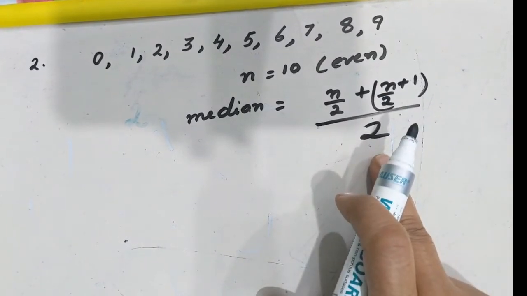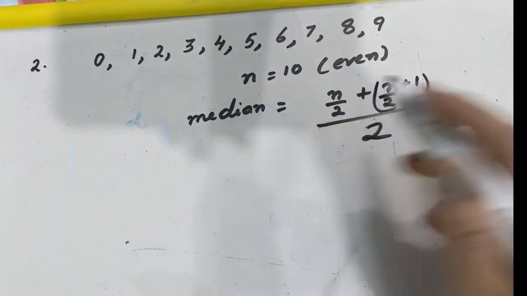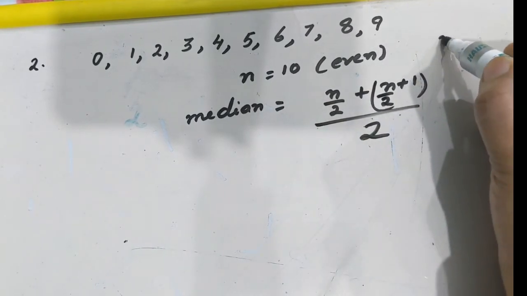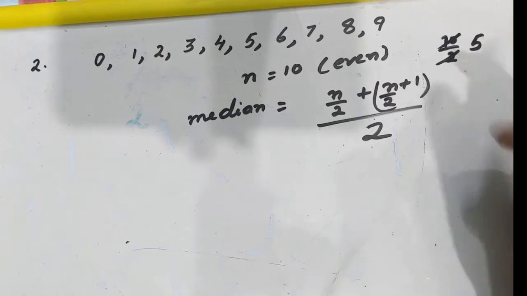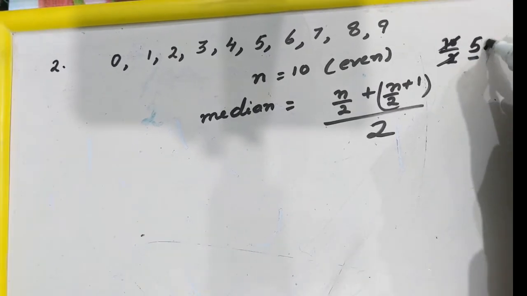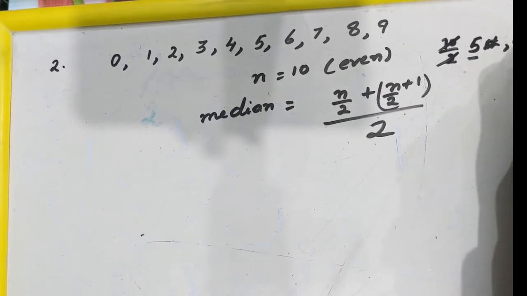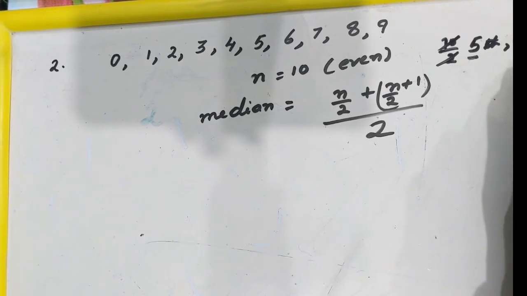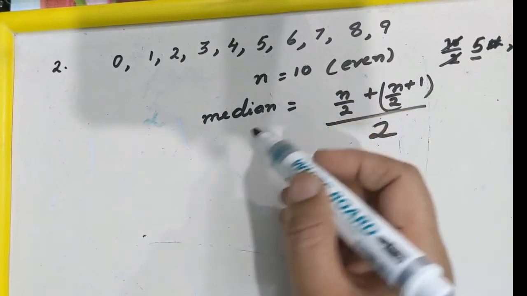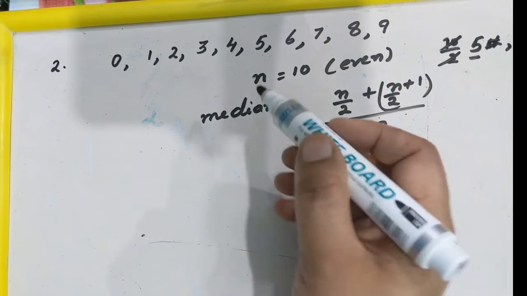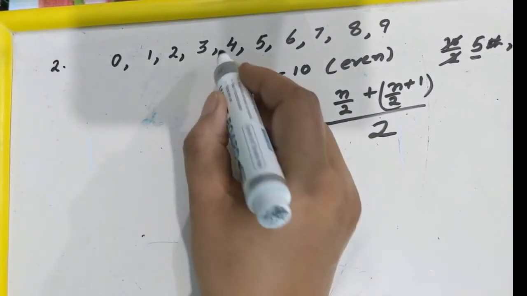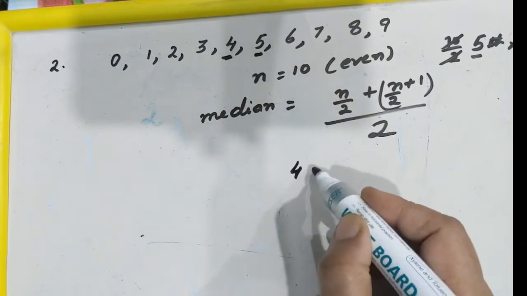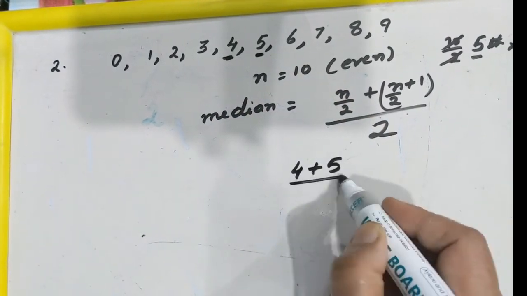It looks difficult, but I'll make you understand. It means n by 2 means 10 by 2 equals to 5. So you have to take fifth and the next term. Fifth and the next term is sixth term. So if you consider these two terms, take out their mean, that is the median of the number. Clear? Let me explain. First, second, third, fourth, fifth term is 4 here, and the sixth term is 5. So 4 plus 5 upon 2.